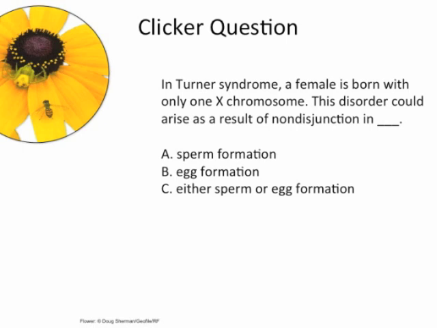But so let's say, can it happen with non-disjunction of the sperm? So here's XX, XY. You get normal meiosis to make two eggs. You get non-disjunction here, and you get nothing here. So you end up with X, nothing. So yes, it could happen with the sperm, right?